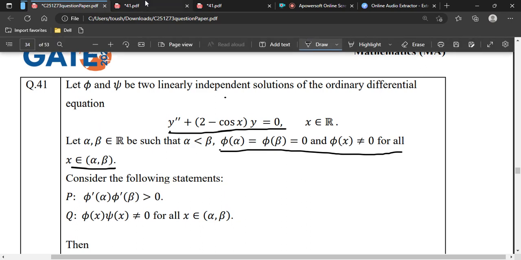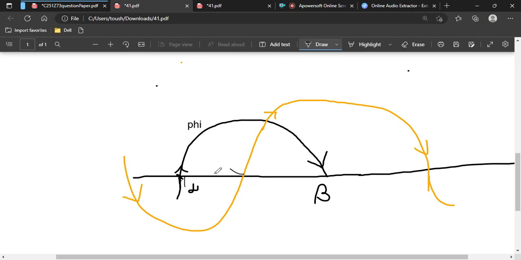So phi and psi are two linearly independent solutions, right? First of all, and second thing is that alpha and beta are two consecutive roots. So let's try to make the graph of it. If you just take the graph of phi only, in the black color it's the graph of phi. So this is alpha, this is beta, so phi(alpha) and phi(beta) are 0 in this graph, and there is no root between them.